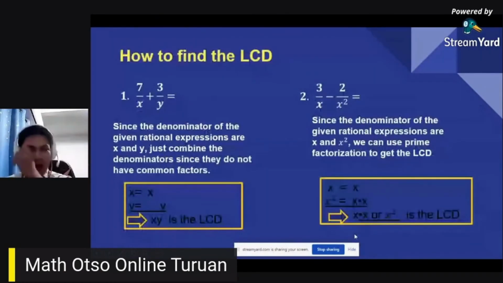Ayan. So, how? Eto. I-factored out natin yung bawat denominator. Unahin natin si x. So, ang factor ni x is simply x or 1 times x. And then, ang factor ni x squared is x times x. So, kung mapapansin nyo, yung isang x ay nakatapat dun sa nasa taas na x. Because they are common. Pag common, pagtatapatin nyo. Then, bring down all the factors. We have x times x or x squared. So, that is our LCD. So, x times x or x squared.